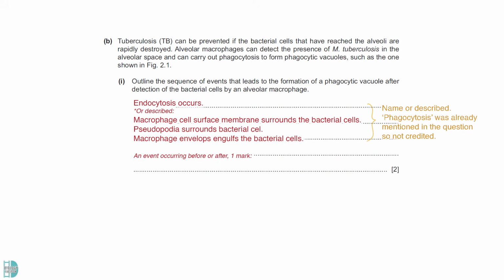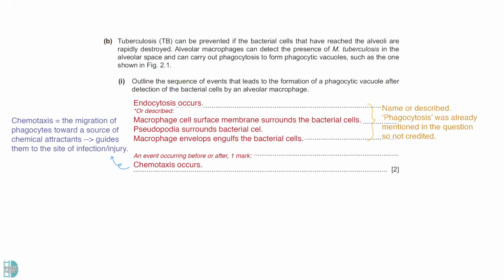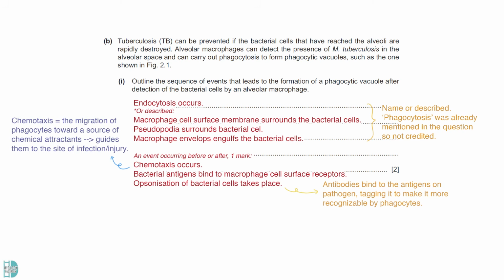For example, you can talk about chemotaxis. It is the migration of phagocytes toward a source of chemical attractants, such as those released by pathogens. This process guides them to the site of infection or injury. You can also talk about the binding of the antigen on the bacterial cell to the receptor on the phagocyte. Opsonization may occur as well. It is a process where antibodies bind to the antigens on pathogen, tagging it to make it more recognizable by phagocytes. Parts of the membrane fuse together after the engulfment to form the phagocytic vacuole.